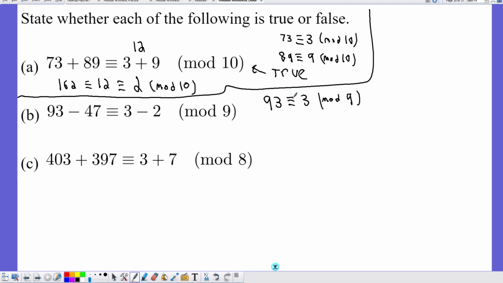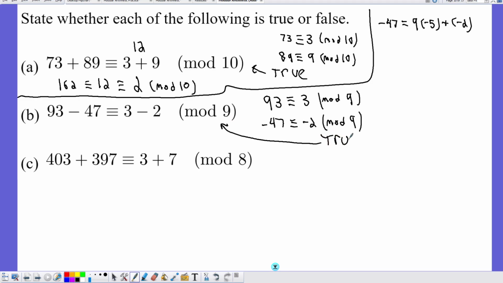Okay, well, how about negative 47? If we think of it in terms of multiplying by 9, I'm going to write this out as negative 47 equals 9 times negative 5. The negative 5 would get me negative 45, and then my remainder would have to be negative 2. So yes, it is absolutely true that negative 47 is equivalent to negative 2 mod 9. And therefore, yes, it is true that this congruence holds.